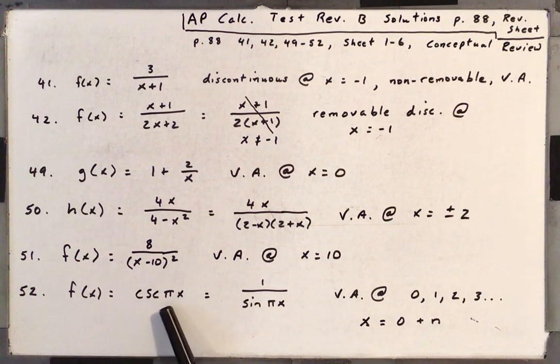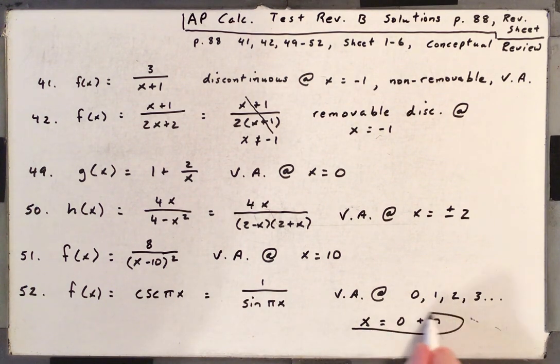52, f of x is cosecant pi x. I'm going to change that to sine, since sine goes with cosecant. That would be 1 over sine pi x. Sine is 0 at 0, pi, 2 pi, 3 pi, okay? So we have a vertical asymptote at x equals 0, 1, 2, 3, etc. forever, and also in the negative direction. So the way that you could denote that is x is just equal to 0, start with that, and plus n, where n is an integer.